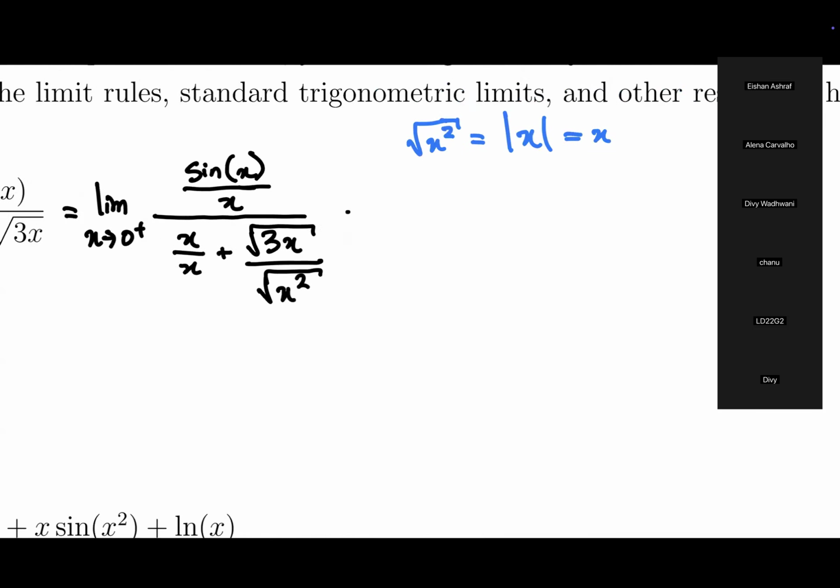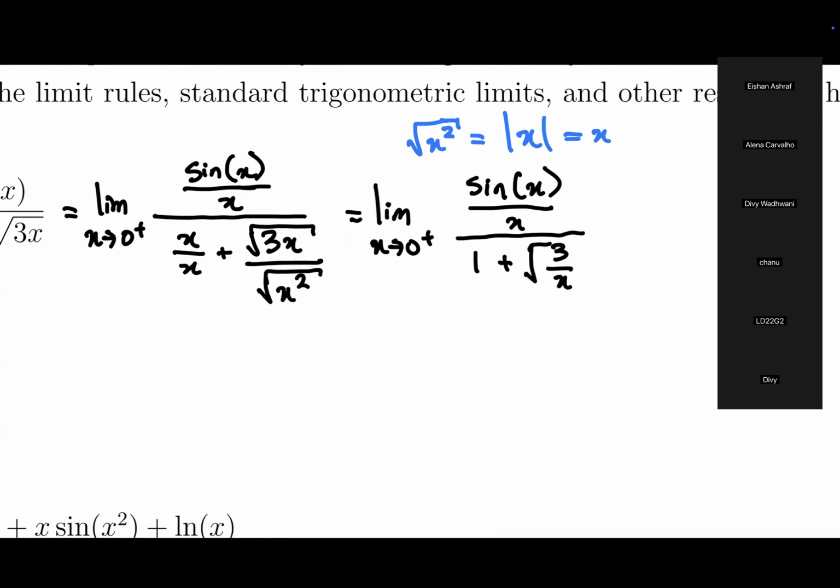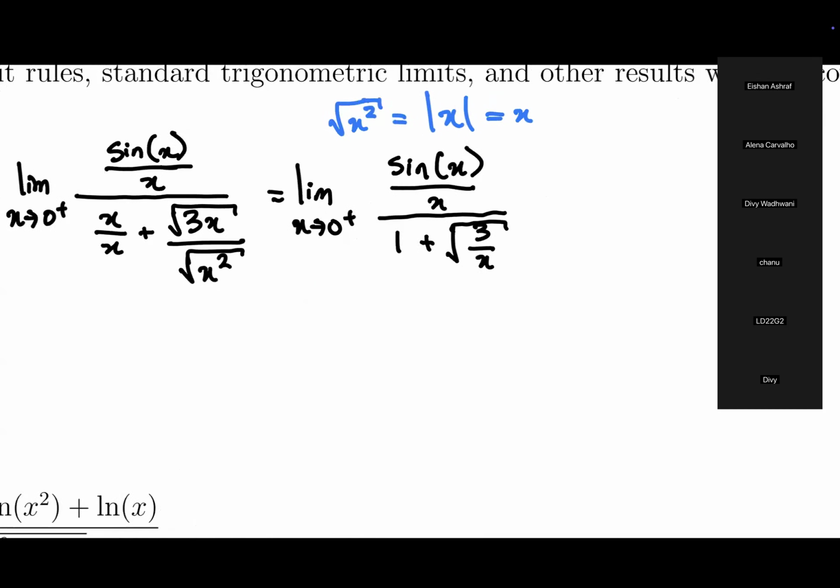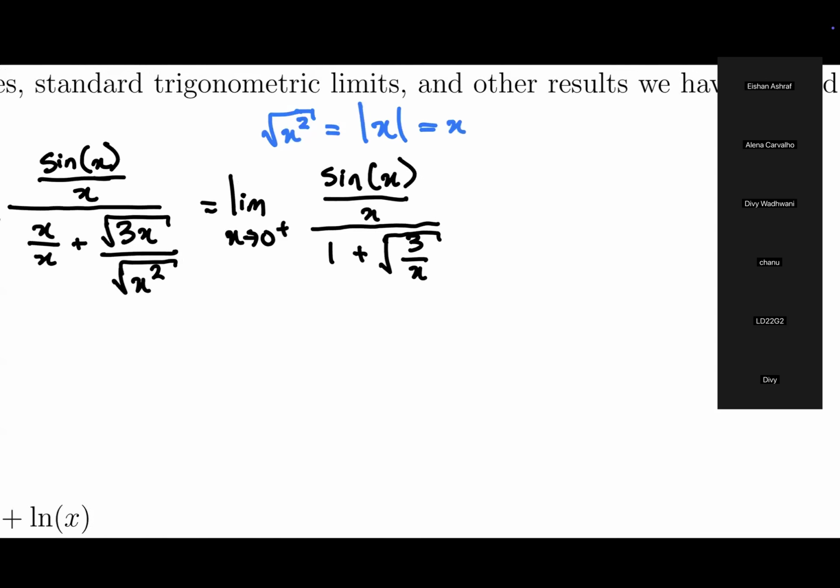Simplifying this, we'll still have the sine x over x, and then simplifying the denominator, we'll get 3 over x. This is because when you bring it inside, you'll have x squared at the bottom and x at the top. So dividing it out, you'll get 3 over x. So now looking at it, can we apply direct substitution? That's one of the first things we always want to look at.